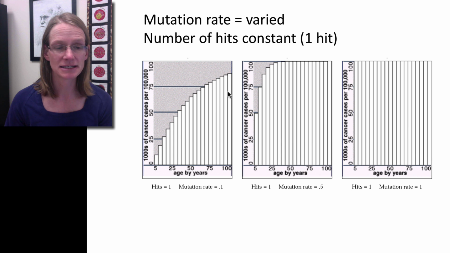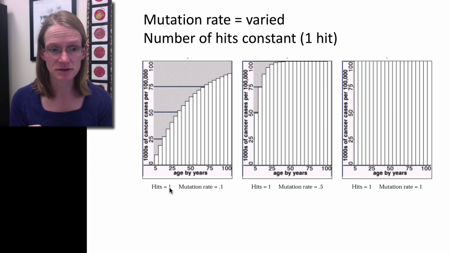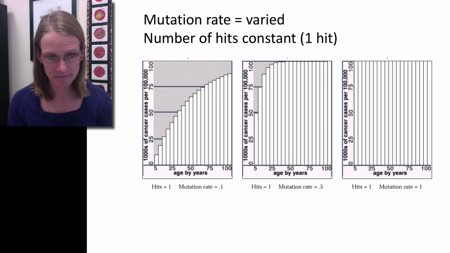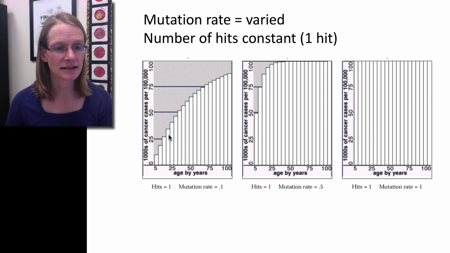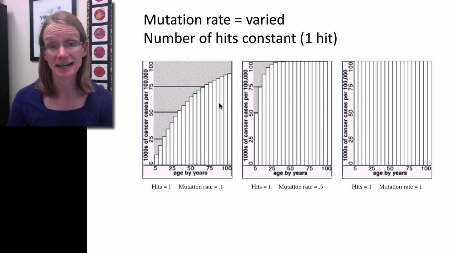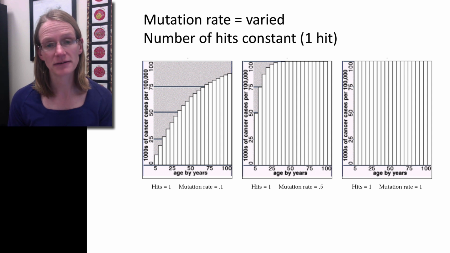So in this one, there's only a 10% chance of getting that mutation if you only need 1 hit. And you can see that we have this nice distribution here, where not everyone has it, because there is a 10% chance, and a 90% chance you don't actually get it. But as we shift over, now we have a 50% chance.